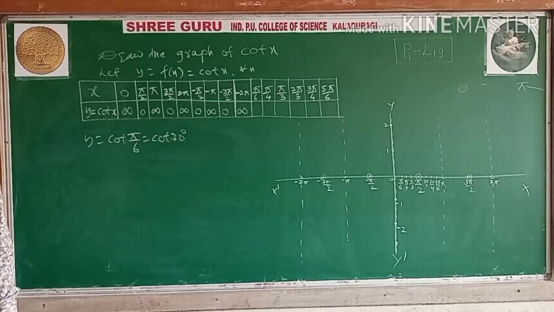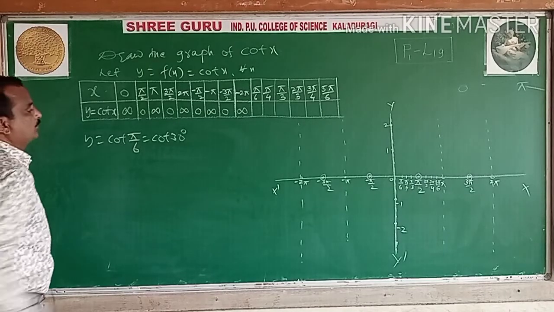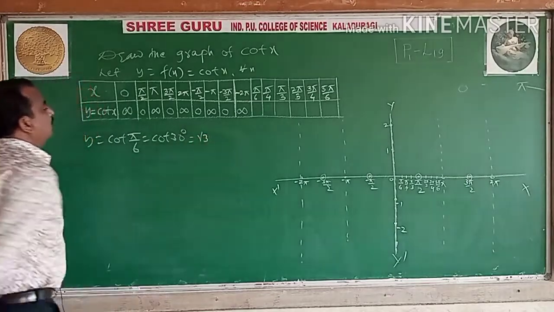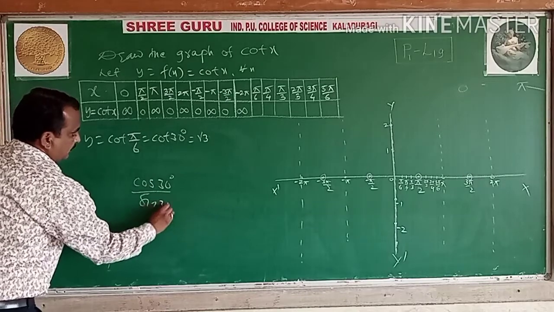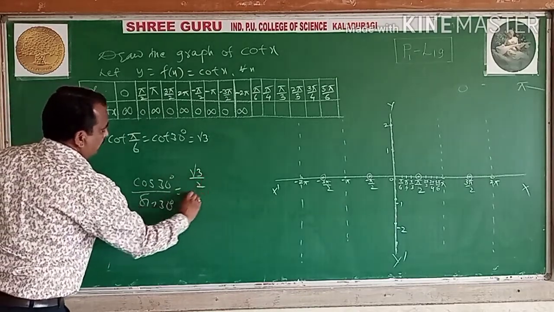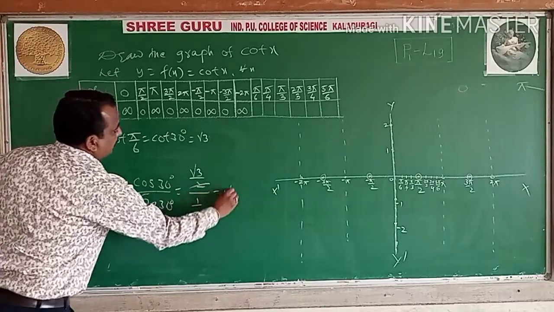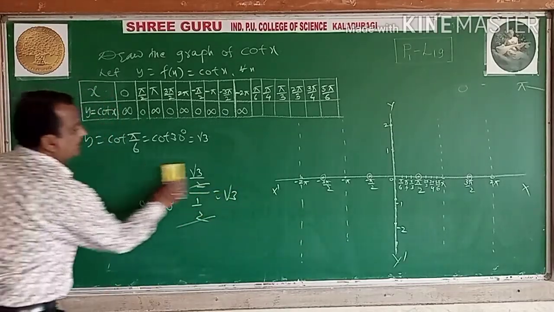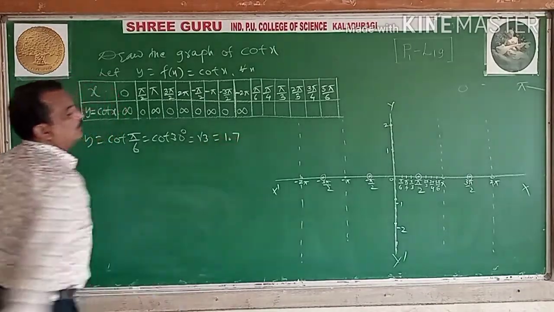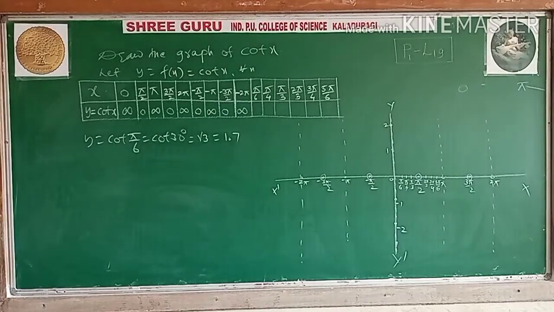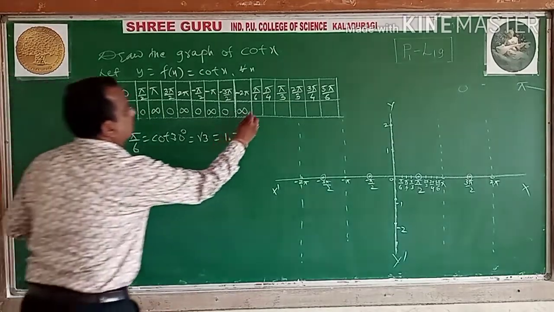What is the value of cot 30 degree? You know the value of cot 30. It is root 3. Is it root 3? Yes. How to see it: cos 30 by sin 30. What is cos 30? Root 3 by 2. Sin 30 is 1 by 2. How much remains? Root 3. What is root 3? It is 1.7. You know the root 3 value is 1.7. So this is 1.7.